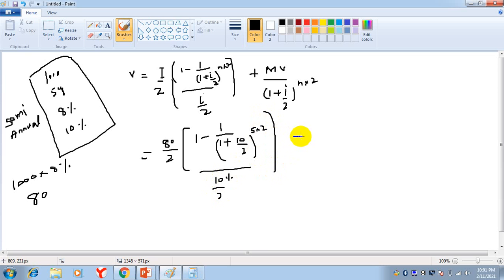This plus maturity value 1000 divided by 1 plus interest, 10%, this is the discount rate basically, divided by 2, raised to the power n. Number of years are 5, so 5 multiplied by 2.